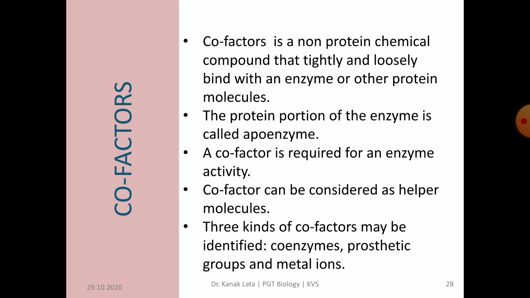Now we will discuss cofactors. A cofactor is a non-protein chemical compound which tightly or loosely binds with an enzyme or any other protein molecule. The protein portion of the enzyme is called the apoenzyme, and for any enzymatic activity, a cofactor is essential. Thus, it is considered a helper molecule. There are three kinds of cofactor: coenzyme, prosthetic group, and metal ions. So let us discuss these.